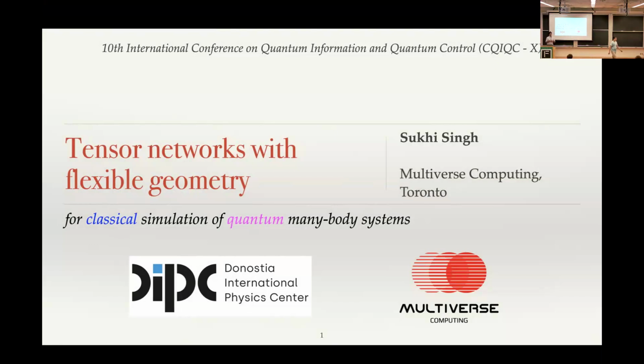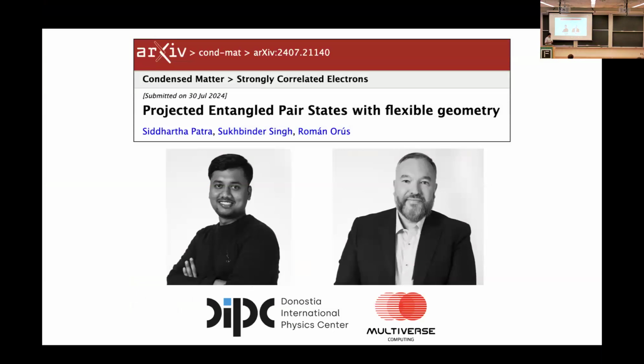Okay, so first of all, thanks to the organizers for the opportunity to present here. This talk is going to be slightly different from the flavor of this segment. This is classical simulation of quantum many-body systems, as opposed to quantum. I'll be talking about this work, which we posted on arXiv earlier this month. This is work with Siddhartha Patra and Roman Orus, who are both at the DIPC in Spain and also at Multiverse Computing. In this work, we generalized a class of numerical algorithms called tensor network algorithms in a certain direction, as I'll explain.